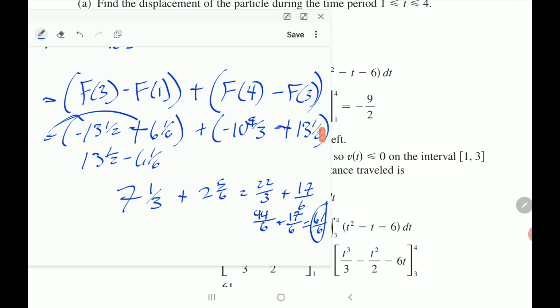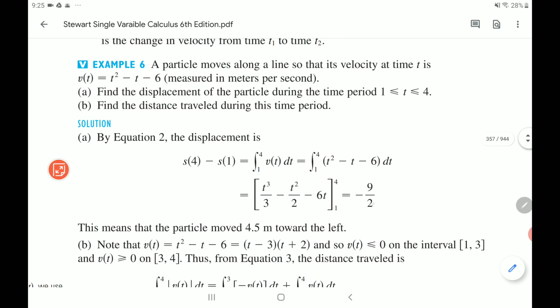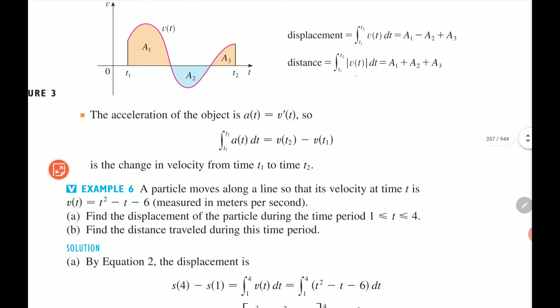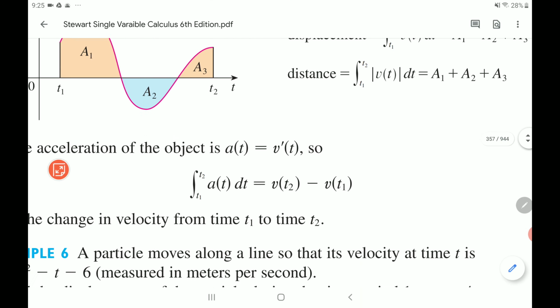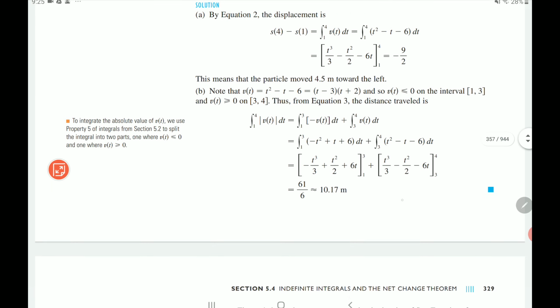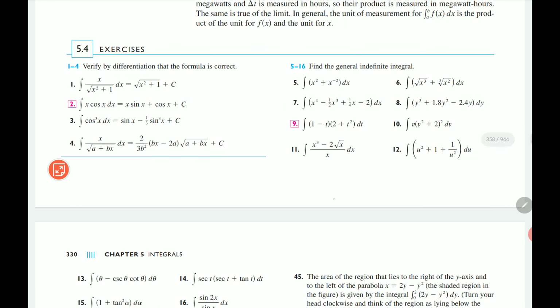So again, if they're asking for overall displacement, just regular old antiderivative, plug in your values, you're done. But if they're asking for distance traveled, that's the absolute value of the function. So you have to do all positive areas. It does help to graph it. It doesn't have to be a perfect graph, but a general idea of the graph. Okay. All right, that pretty much covers everything.